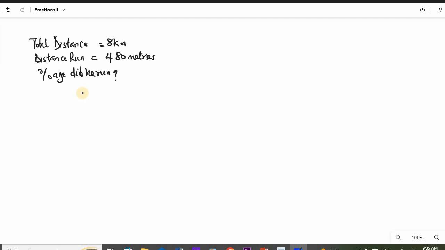Okay, so now to do this, we have to express both quantities in the same units. So I'm just going to choose to express 8 kilometers in meters, which is equal to 8,000 meters. That is 8 times 1,000 meters. Okay.